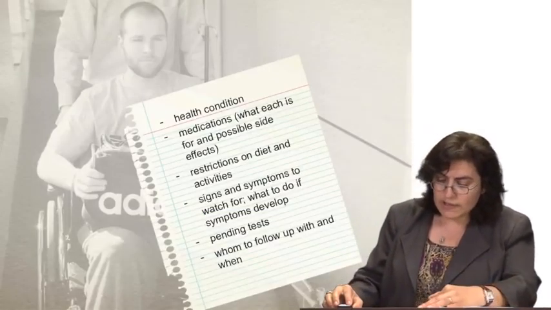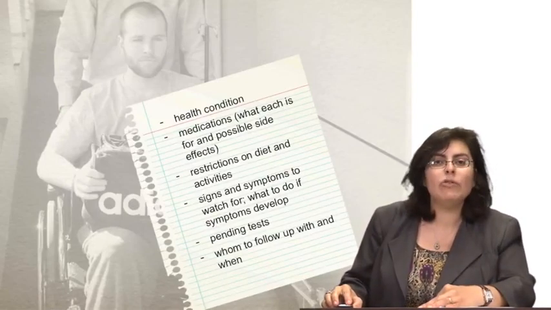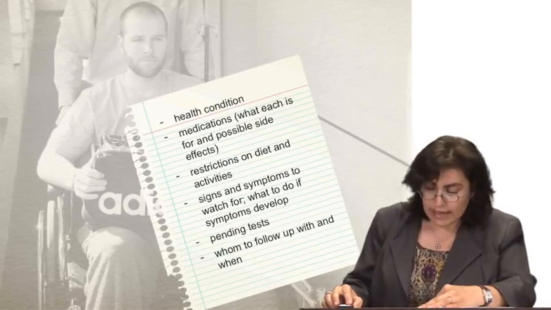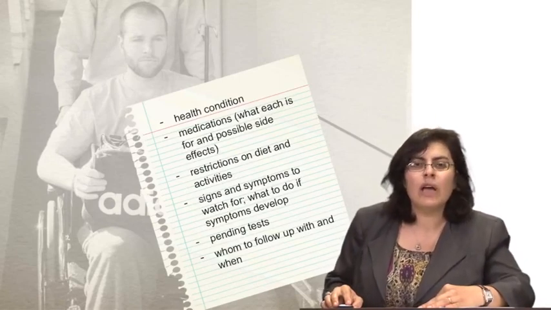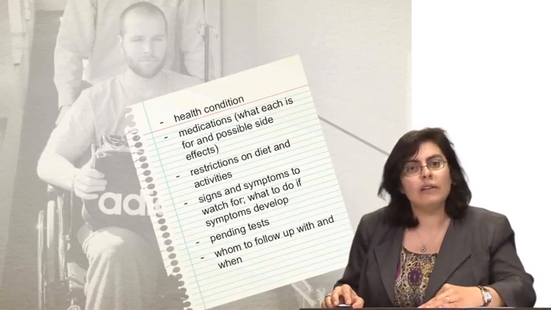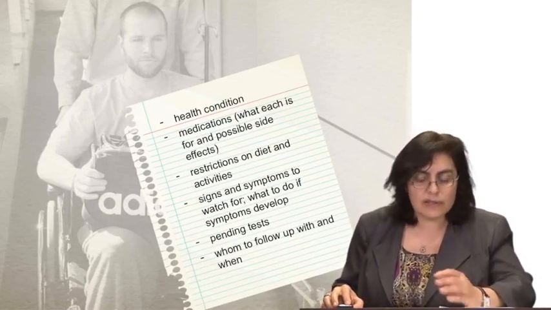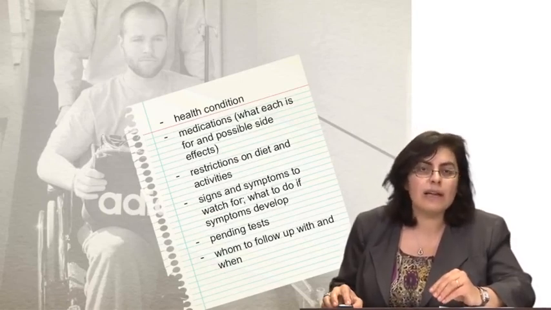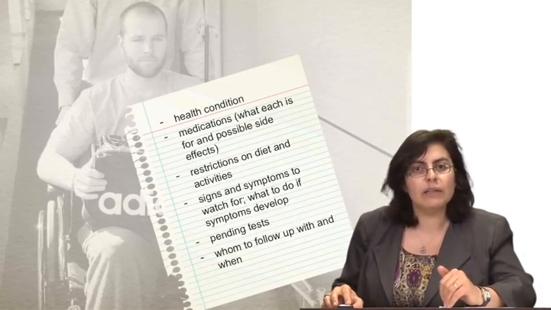So we know that patients need adequate information about their treatment plan to be able to adhere to this plan and to really recover well as they leave home. They need information about their health condition, what they were treated for, what the results of their surgery were, what medications they're on, what each is for, its possible side effects, any restrictions they have on their diet and activities, what the signs and symptoms are that they need to watch out for, and what to do if such symptoms develop.